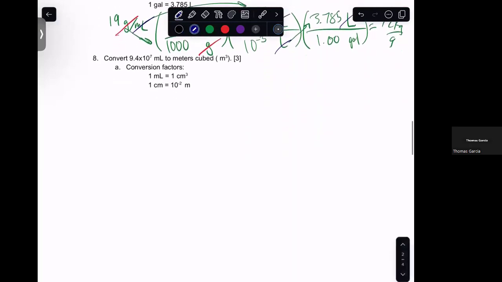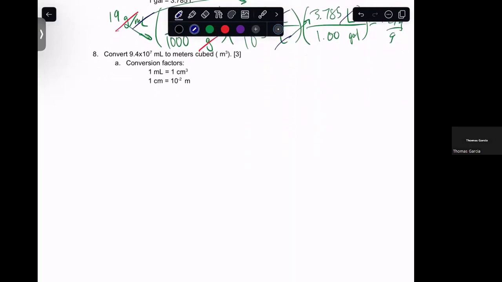There's a couple ways to do this, and I left some space just so I could explain both of them. And it kind of depends how you want to work through it. I'm going to start off with, what I think might not be the simplest, but is definitely one that might help you understand why these conversions work. 9.4 times 10 to the 7th milliliters. And we're going to convert that to meters cubed.